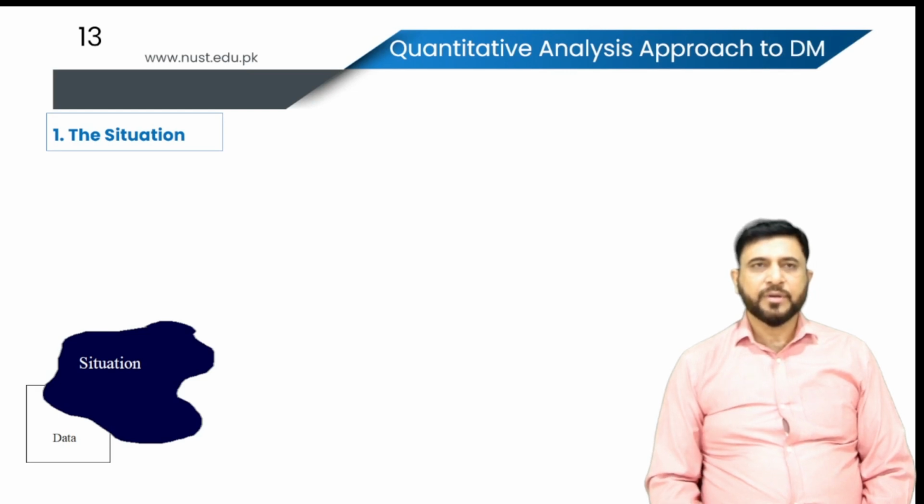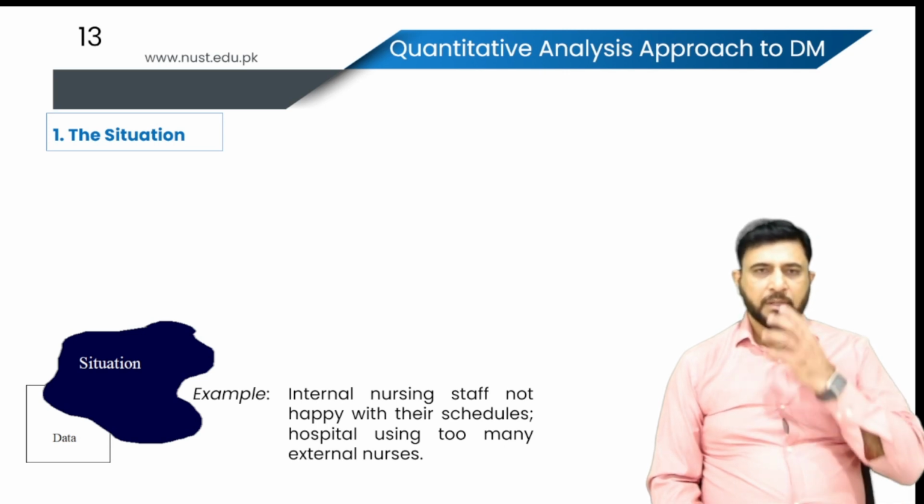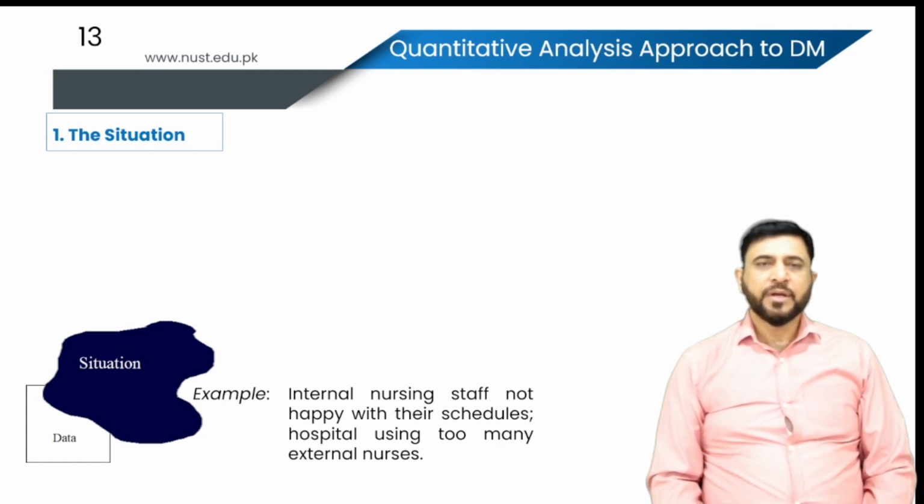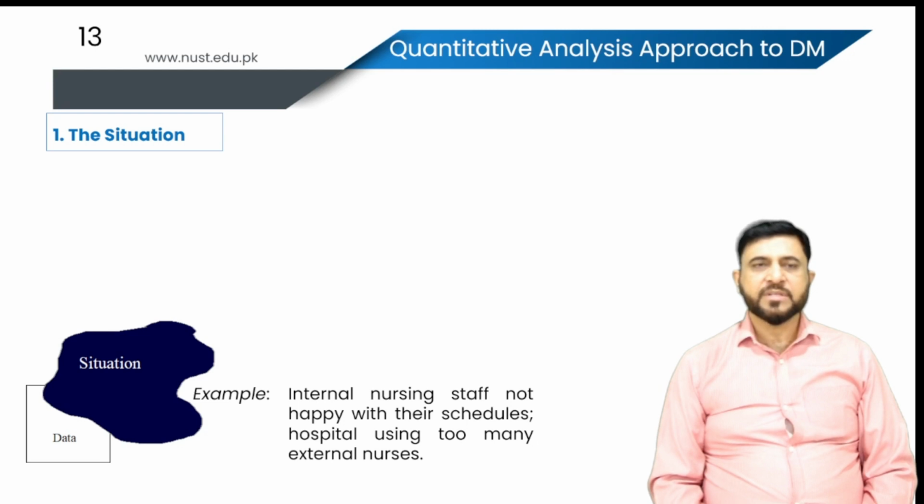Let's discuss it one by one. First one is the situation. Let's take the example where the internal nursing staff are not happy with their schedules, and the hospital is using too many external nurses.